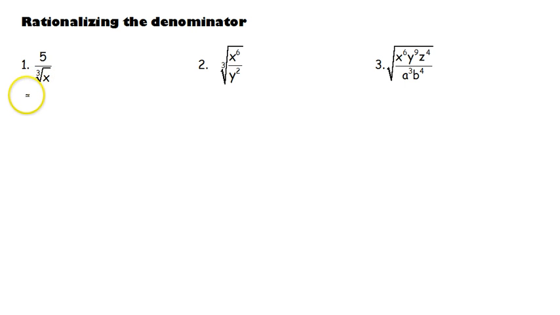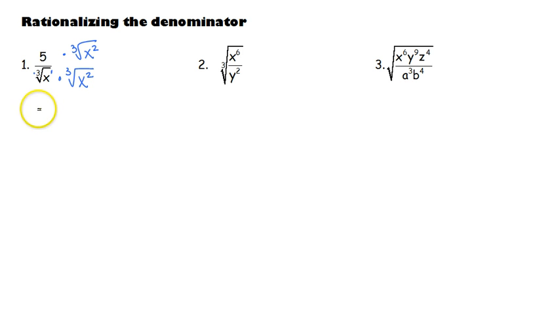So we have 5 over the cube root of x. That root tells me that I need groups of 3 to go to the outside. Right now, I only have 1 on the inside, which means I'm missing 2 more in order to create that perfect cube root. So I'm going to multiply the top and bottom by the cube root of x squared.